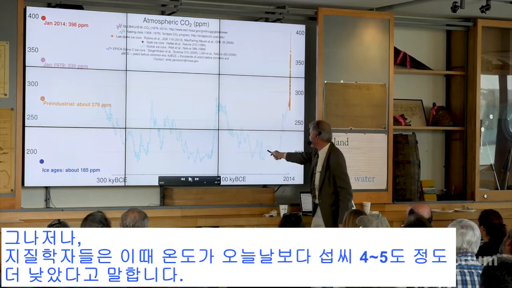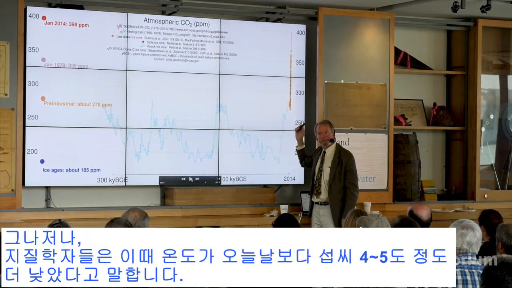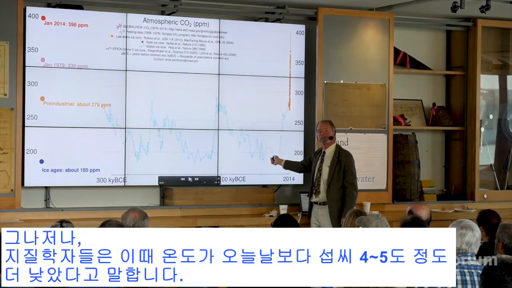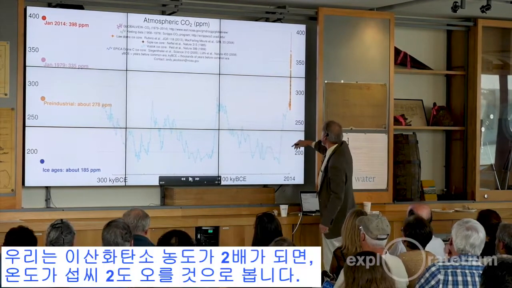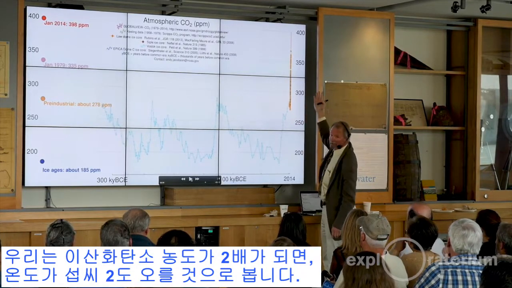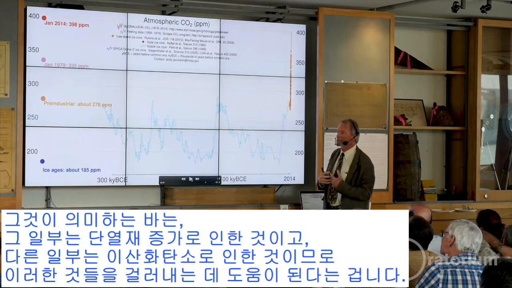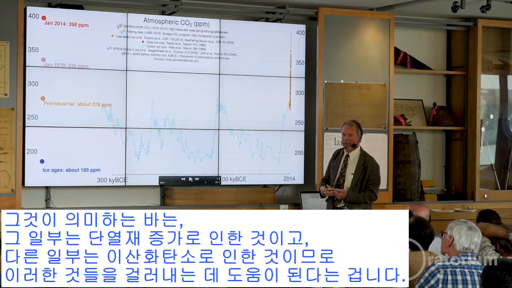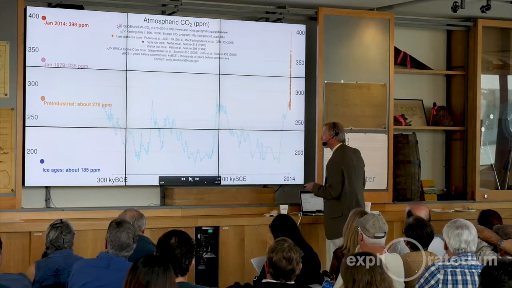By the way, down here, the geologists are all telling us that the temperature is about 4 or 5 degrees colder than today, Celsius. 4 to 5 degrees Celsius. We're anticipating that doubling CO2 will take it 2 degrees Celsius. What it means is that part of that is due to the increased insolation and part of it is due to the carbon dioxide. So it does help us filter those things out.